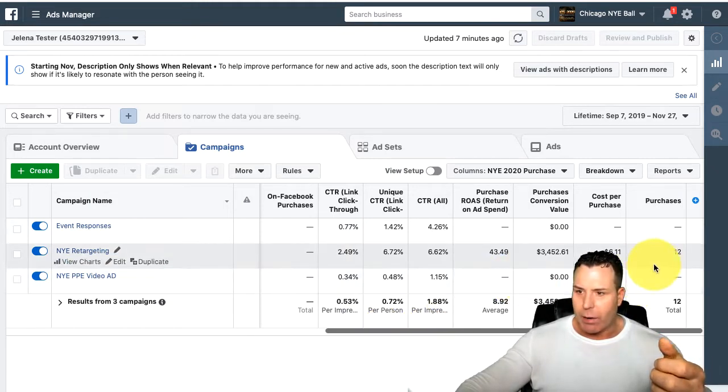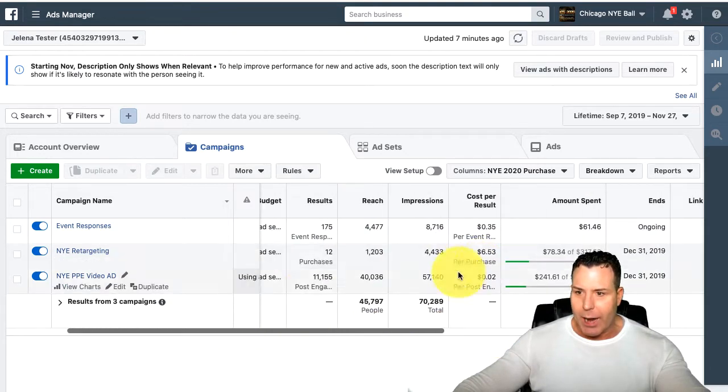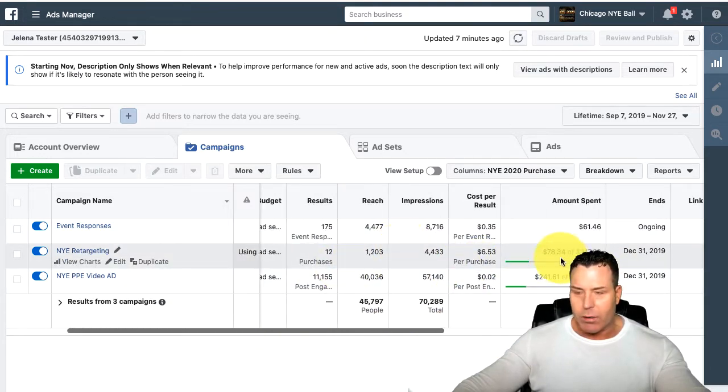So, the fact that I've sold 12 tickets, and my total purchase conversion value with fees and everything has come to around $3,452.61, and I've only spent, to make that, just a very minuscule amount, $78.